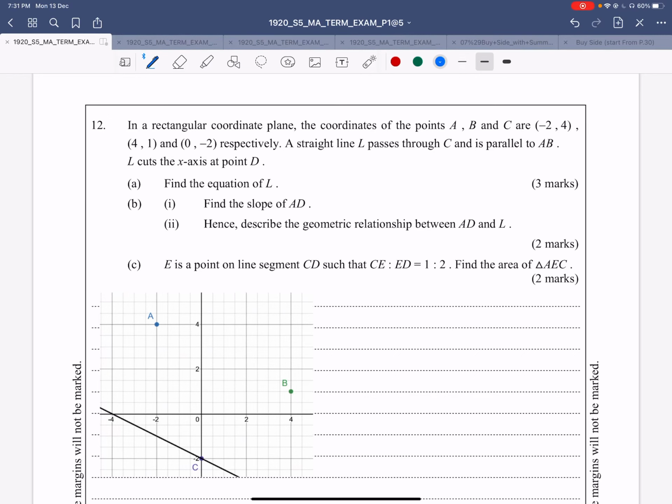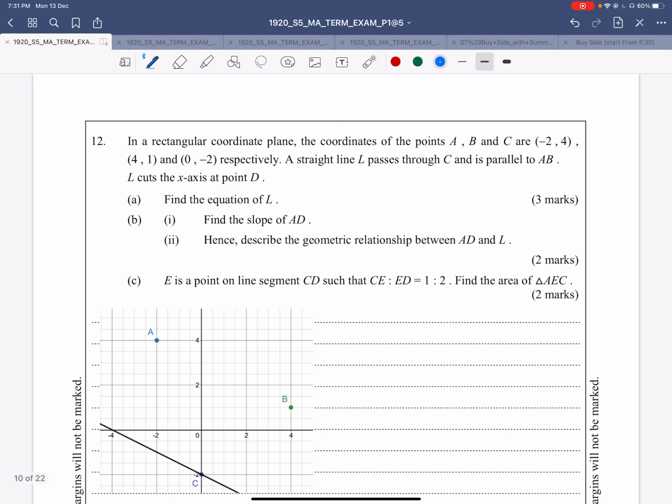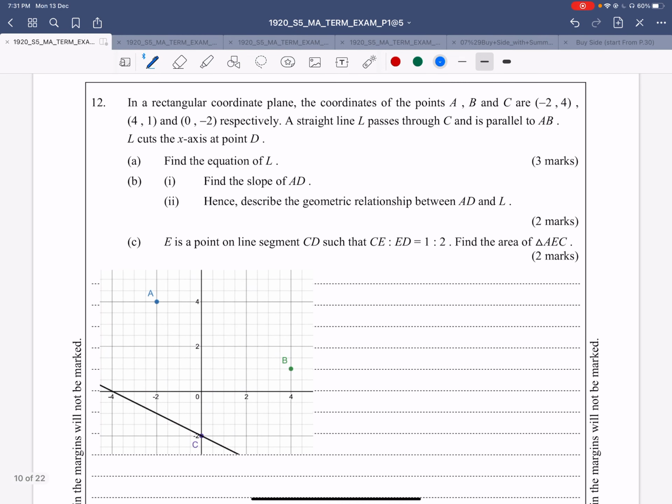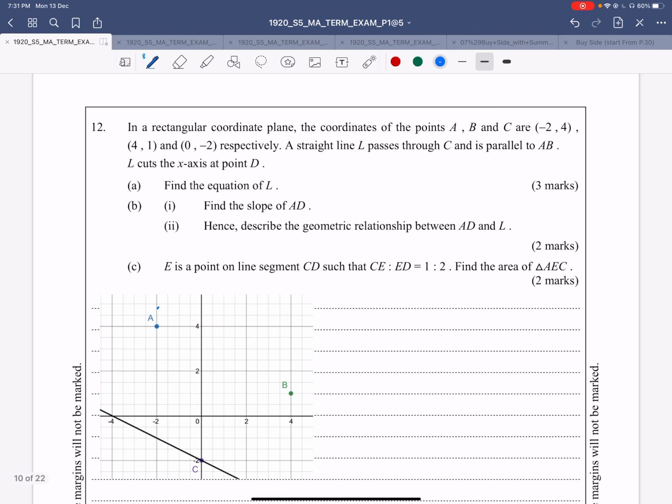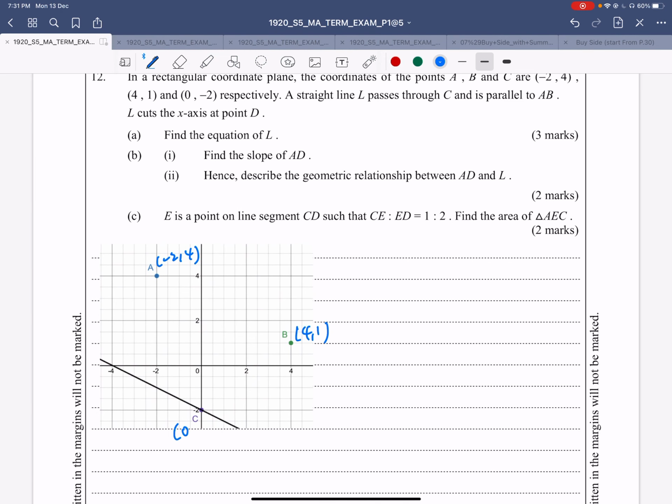Alright, so for question 12, it is about some coordinate geometry with the equation of a straight line, basic questions of this type. Whenever you encounter coordinate questions in section A2, I suggest you ask the invigilator for a graph paper so that you can plot down the points and observe the relationship between different points more easily, okay? So you can plot down A is -2, 4, B is 4, 1, and C is 0, -2.